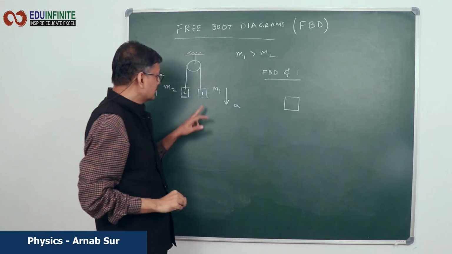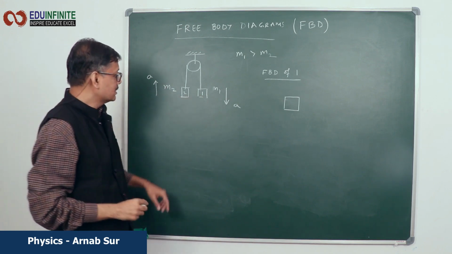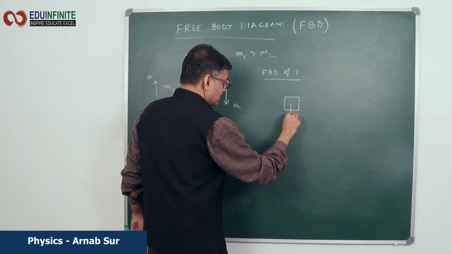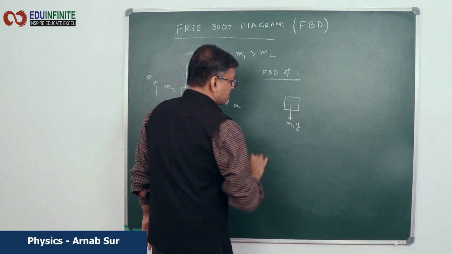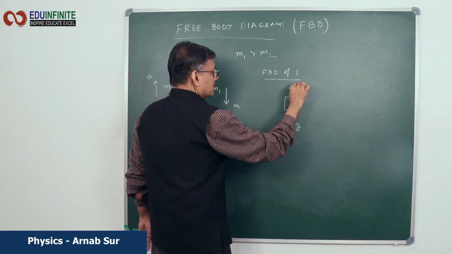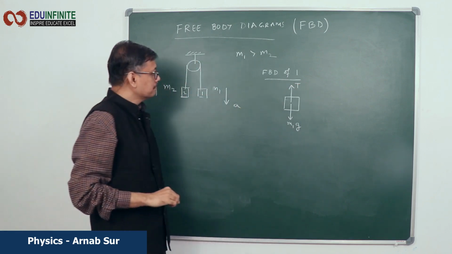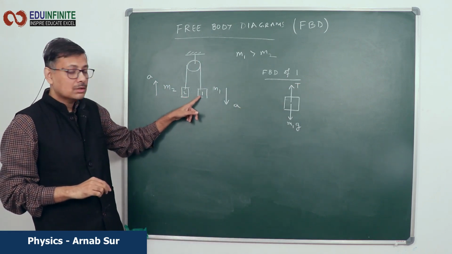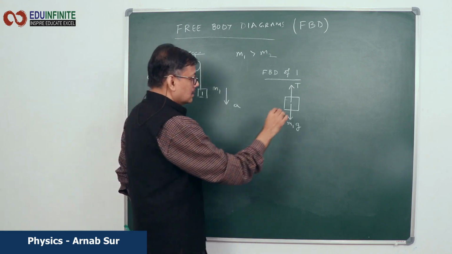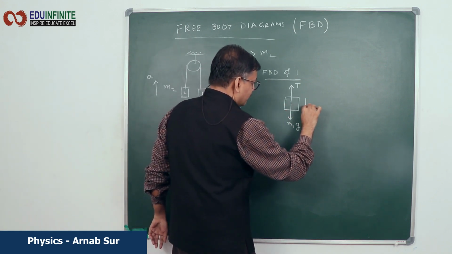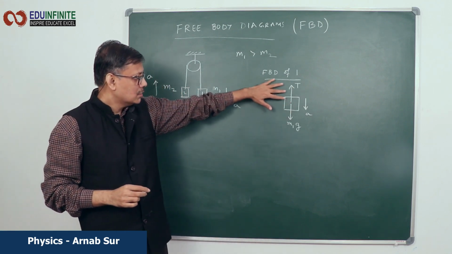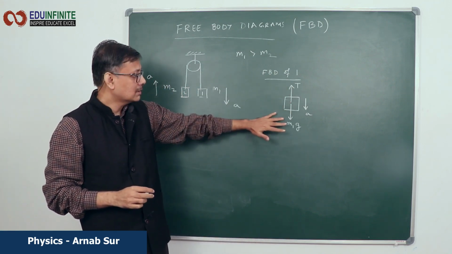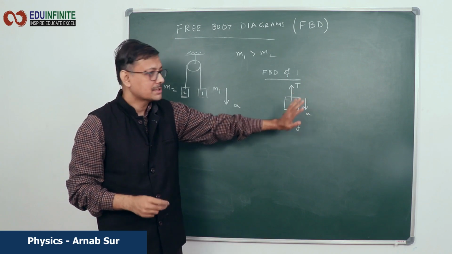on this body. Obviously one force will be the weight of the body acting downward, so it will be M1G. Another force will be the tension of the string acting on this block, which is acting upward, and the resultant effect is acceleration is downward. So this is the free body diagram. Show all the forces acting on the body and the direction of the acceleration.